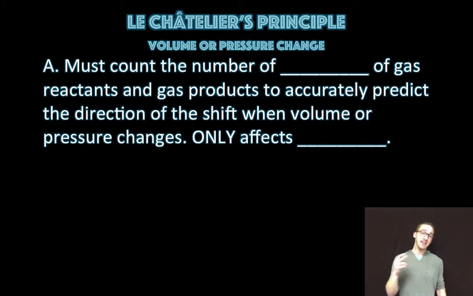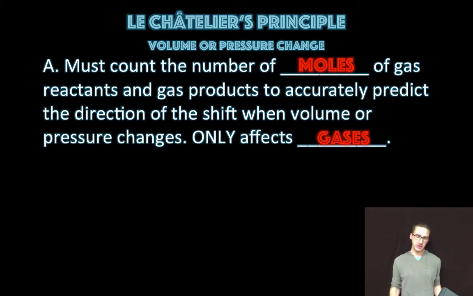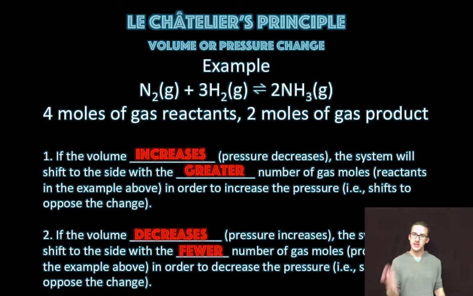Let's talk about a second thing that stresses a system at equilibrium. Now, this one only applies to equilibrium systems involving gases. And in order to determine how the system is going to shift to reestablish equilibrium, you need to count up the number of moles of gas reactants and gas products to predict what's going to happen. So let's take a look at an example. We've got nitrogen and hydrogen gas coming together to form ammonia gas. In this equilibrium example, we've got 4 moles of gas reactants, 1 mole of nitrogen gas, 3 moles of hydrogen gas, and 2 moles of gas products, or 2 moles of ammonia.